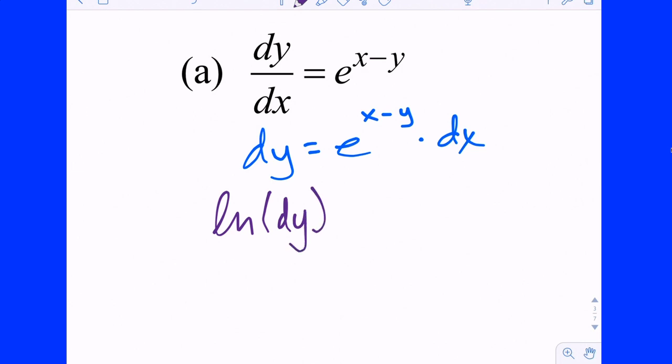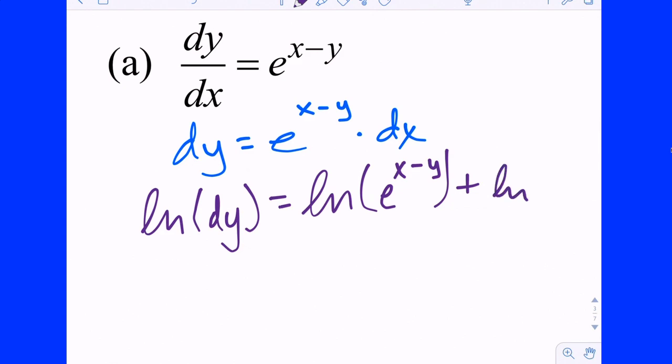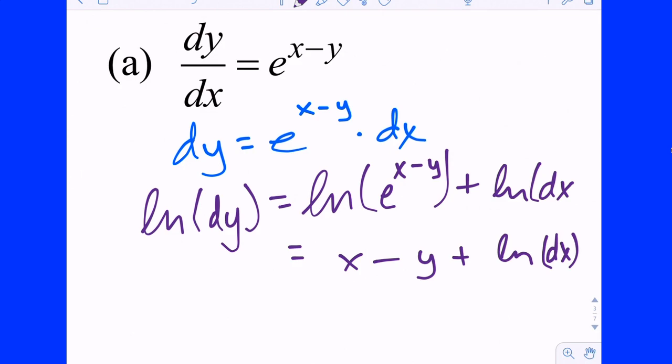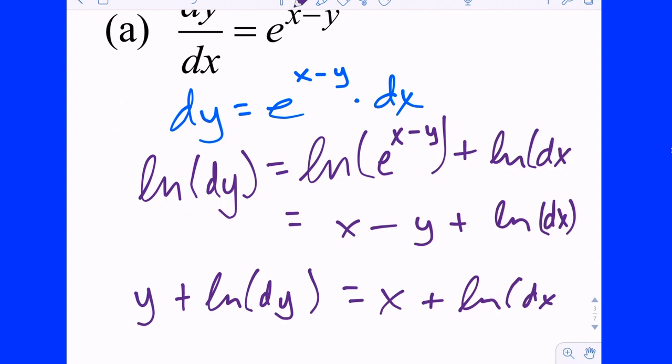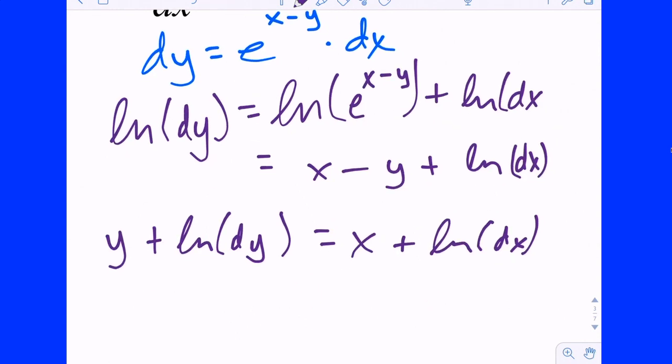Natural log of dy equals the natural log of the whole thing. Well, I could expand that and say it's plus the natural log of dx. It's worth a try, because that's going to give you now x minus y plus the natural log of dx. And then I add a y to the other side. So I have y plus the natural log of dy equals x plus the natural log of dx. Okay, that did separate the variables, but it's not in any kind of integrable form.